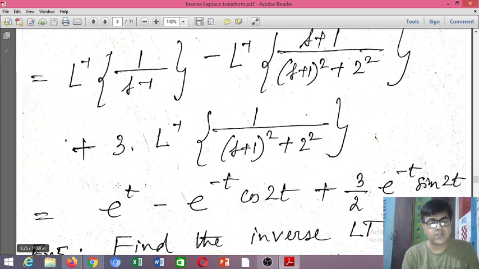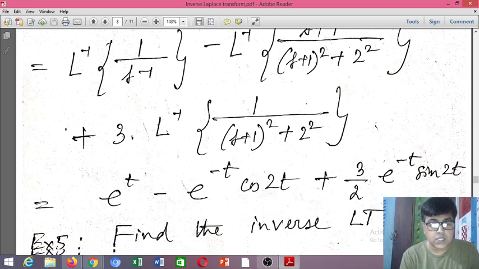The final answer stands like this: e to the power t minus e to the power minus t into cos 2t plus 3 by 2 into e to the power minus t into sin 2t. That's the way you find out the inverse Laplace transform of this very function.